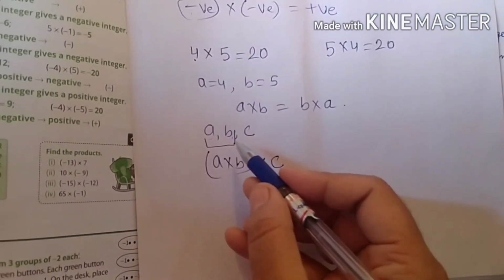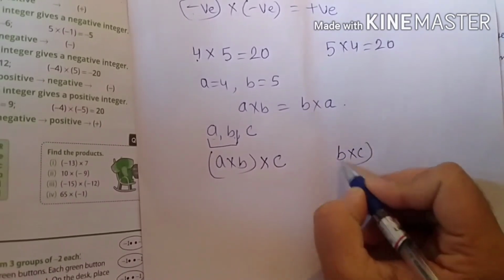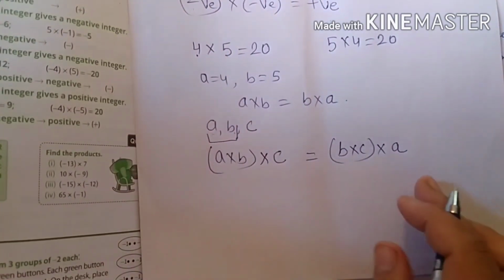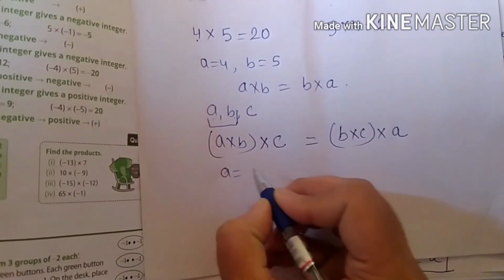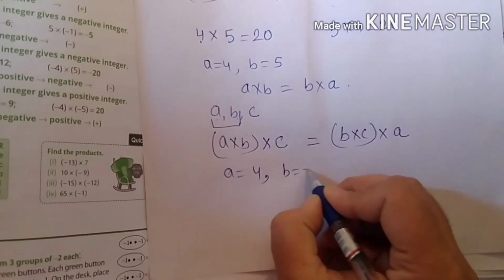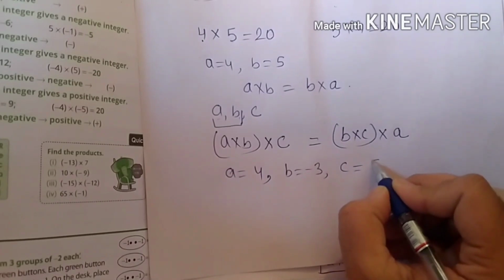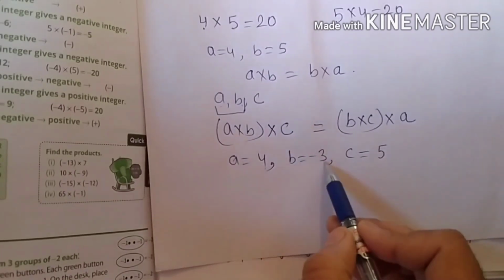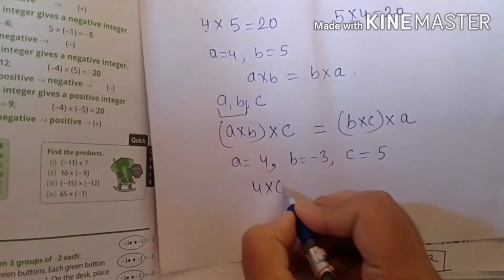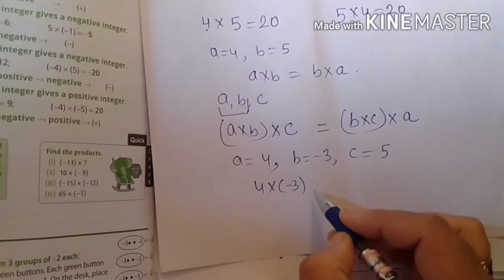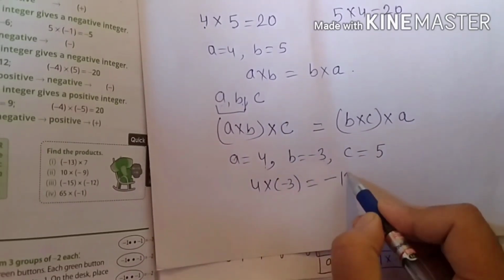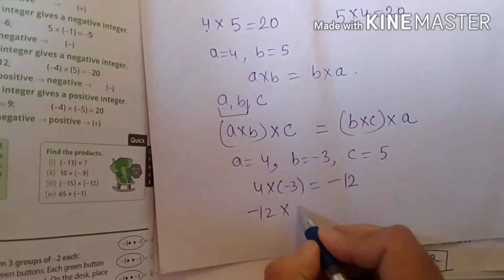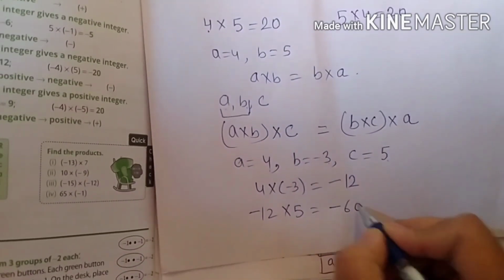Also you can multiply first b and c, then the answer will be multiplied by a, and both the answers will be the same. Suppose a is equal to 4, b is equal to -3 and c is equal to 5. Then first of all we can multiply 4 with -3. Your answer is 4 threes are 12, and this is negative, so -12. Then -12 multiplied by 5, the answer is -60.